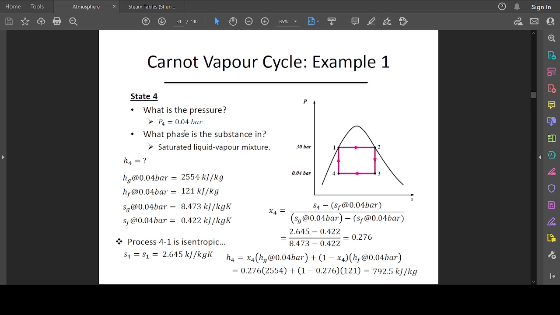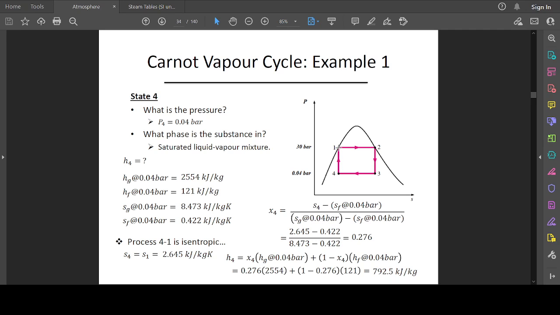So we do a similar thing for stage 4. But we know that what we have here at stage 4 is a combination of saturated liquid and saturated vapor. So we go to 0.04 bar, we find the values of the enthalpy and entropy for both liquid and gas at this pressure. Then we calculate the quality.